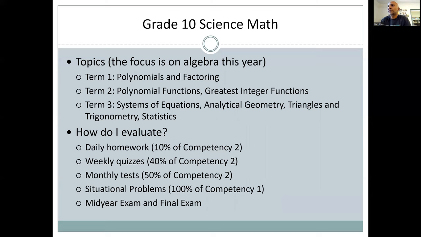The first term and the second term are pretty much all algebra, and then even into the third term, when we switch into geometry and statistics, there's still a large algebra component with the geometry and the statistics.